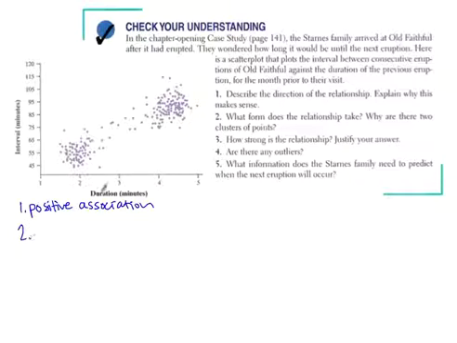All right, 2 says, what form does the relationship take? Why are there 2 clusters of points? The form is roughly linear with 2 clusters. The clusters indicate that in general there are 2 types of eruptions, one shorter and one somewhat longer.